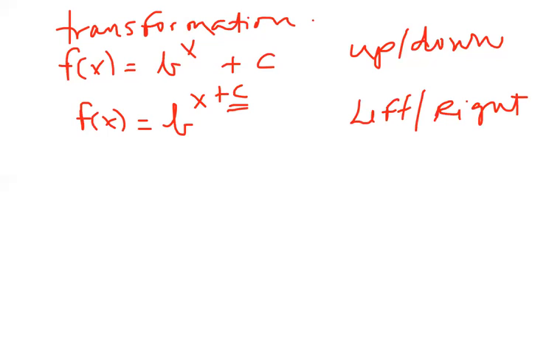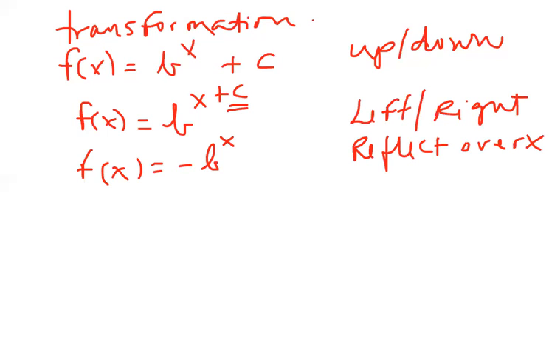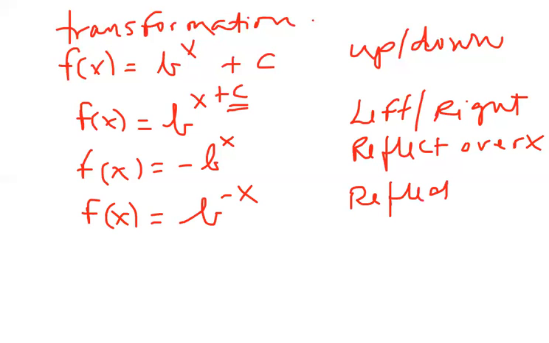Now, on the other hand, if you've got f of x is equal to negative b to the x, this will reflect over the x-axis. But if the negative is in the exponent like we saw earlier, it's going to reflect about the y-axis, over the y-axis, okay?